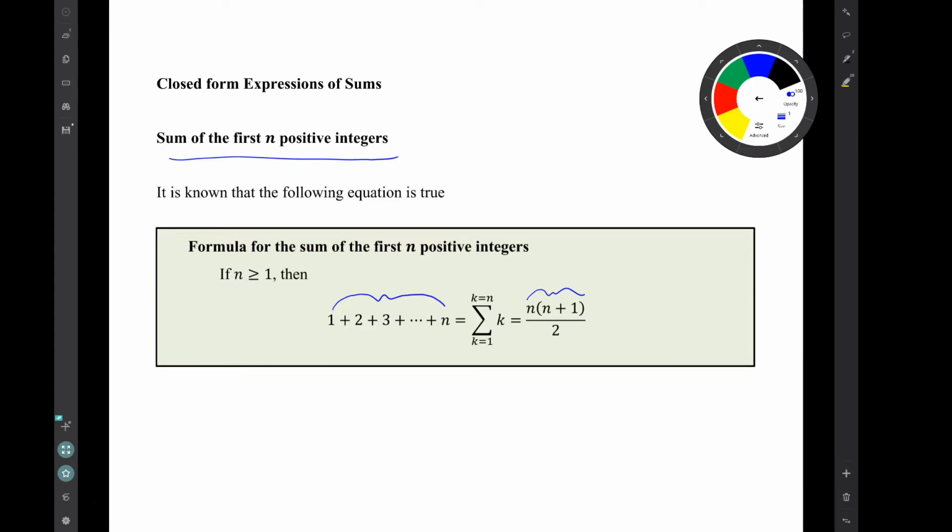Now, this sum is the first n positive integers. All of these numbers are integers. They start with the number 1, so starting with the first positive integer, and they're all consecutive all the way up until the number n. This formula is true for any value n greater than or equal to 1.